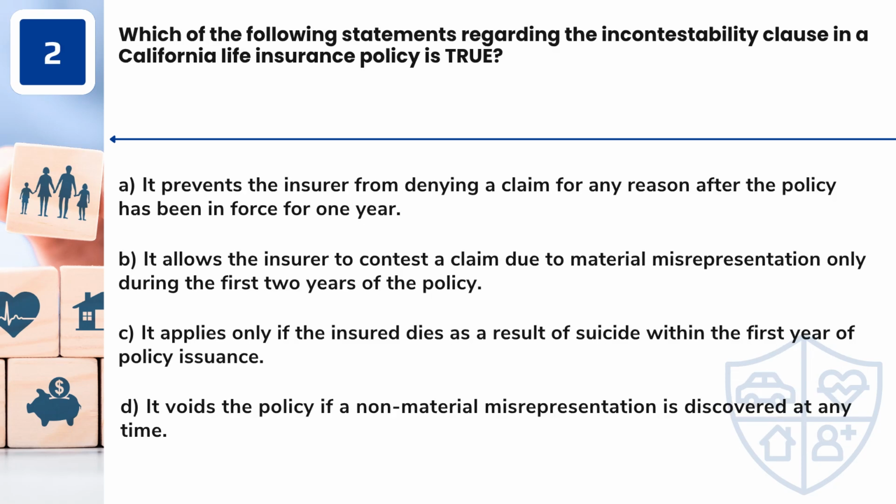Question 2. Which of the following statements regarding the incontestability clause in a California life insurance policy is true? A. It prevents the insurer from denying a claim for any reason after the policy has been in force for 1 year. B. It allows the insurer to contest a claim due to material misrepresentation only during the first 2 years of the policy. C. It applies only if the insured dies as a result of suicide within the first year of policy issuance. D. It voids the policy if a non-material misrepresentation is discovered at any time.